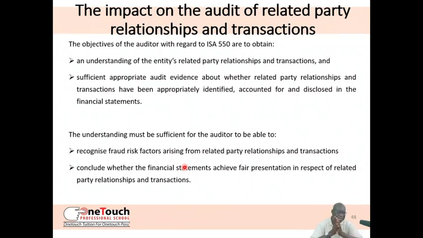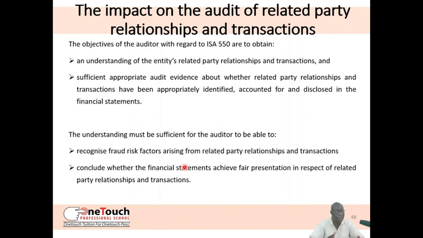So if you have a related party transaction, it's a very important area. Impact on the audit of related party transactions. That is the impact we are talking about. The objectives of the auditor with regard to ISA 550 are to obtain an understanding of the entity's related party transactions.